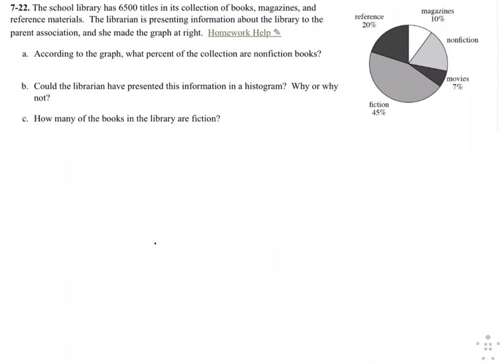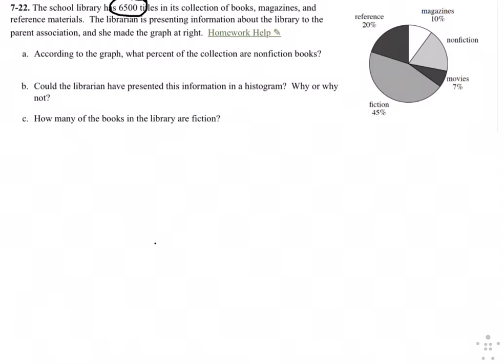Okay, so the pie chart at the right is showing the percentage of the books in the library that are different types, and they tell us this important piece that there's 6,500 total books. Okay, so A says, according to the graph, what percent of the collection are nonfiction?